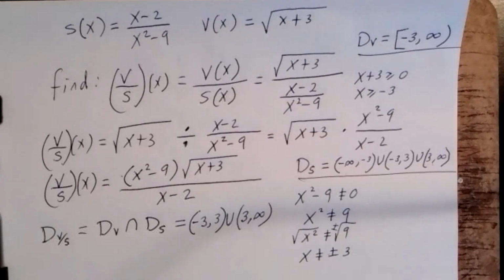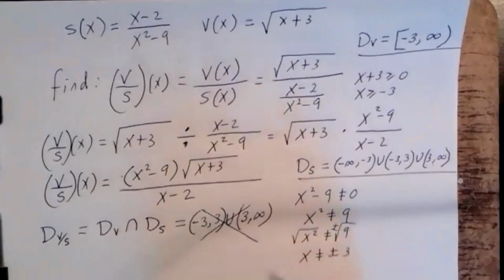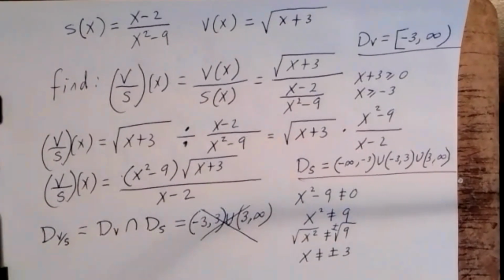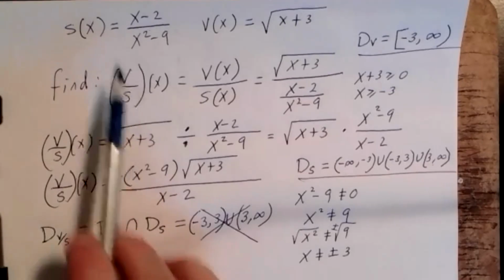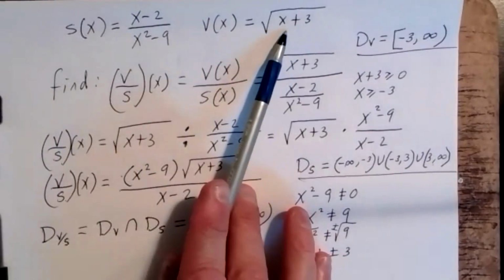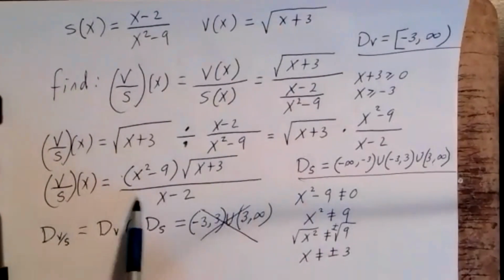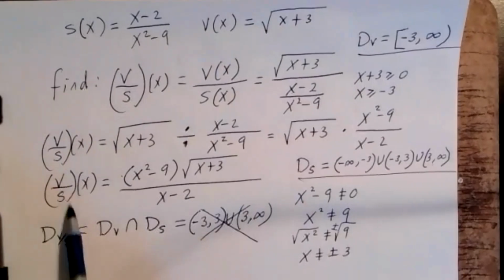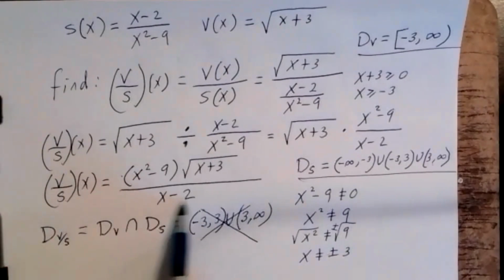All right, if you look at the quotient function, v divided by s of x. This isn't the domain at all. Why is that not the correct domain for a quotient function? Granted, the domain of function s excludes 3 and -3, and the domain of function v requires that x be greater than or equal to -3. But when we do the division with function v with s, we get this new function right here. What would be the domain of this quotient function?